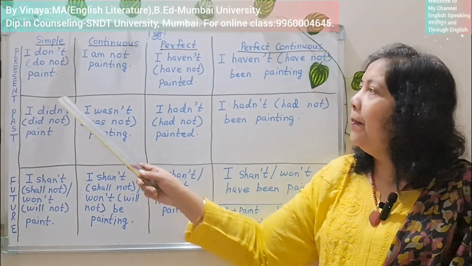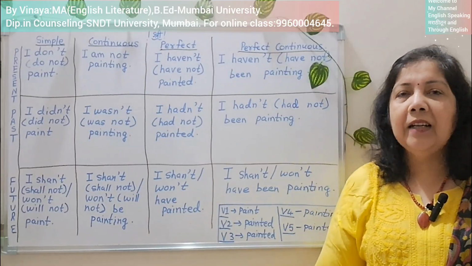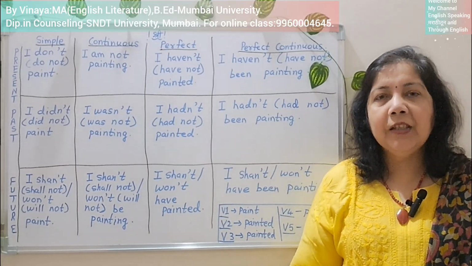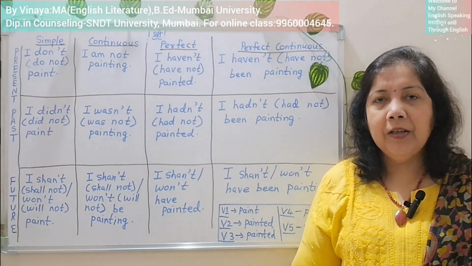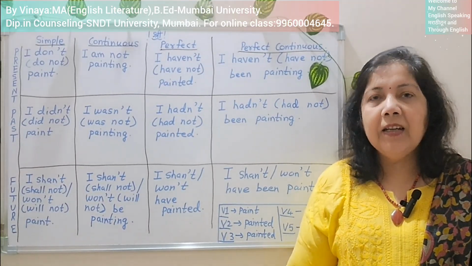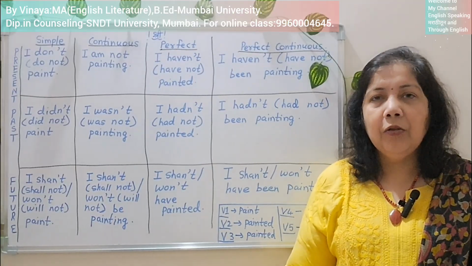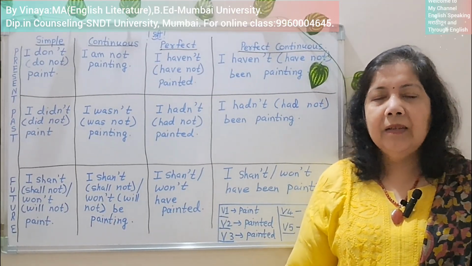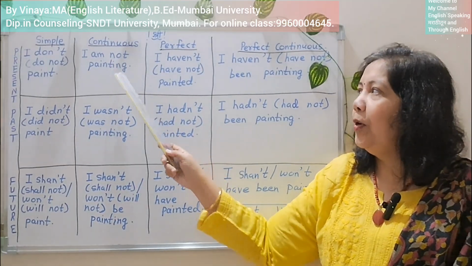Now the next is present continuous tense. Present continuous tense we use when we are talking about something which is going on at this moment, at present. Present continuous, the tense is continuous, something which is going on at the particular moment in the present. Okay. Now the sentence is I am not painting.